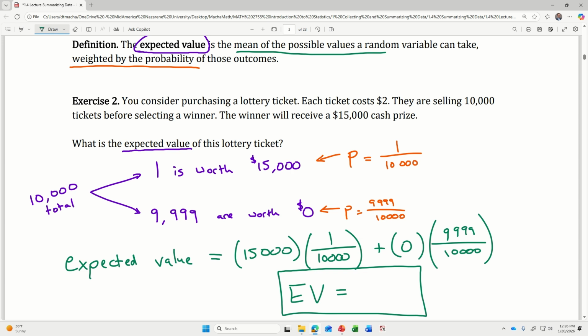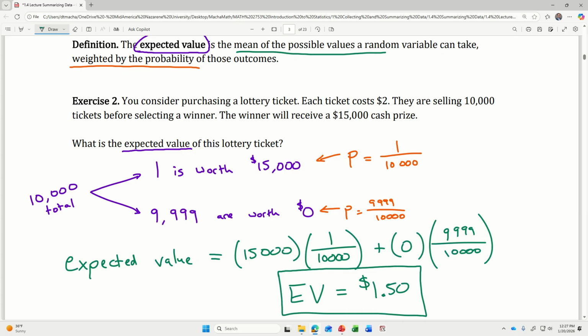Wouldn't it be like $1.5? $1.5. Very good. So obviously 0 times anything is 0. Don't even have to worry about adding the 0. But 15,000 divided by 10,000 is 1.5.